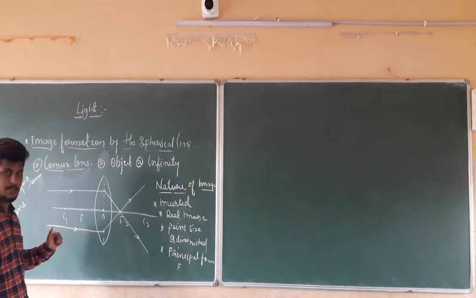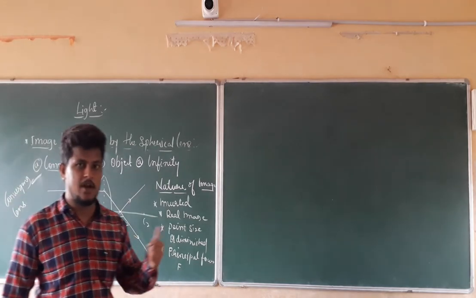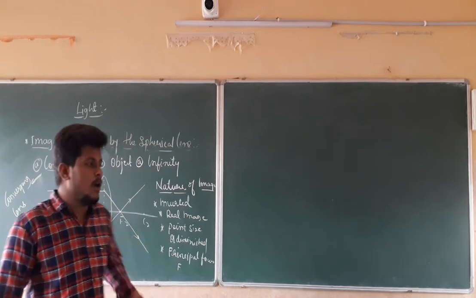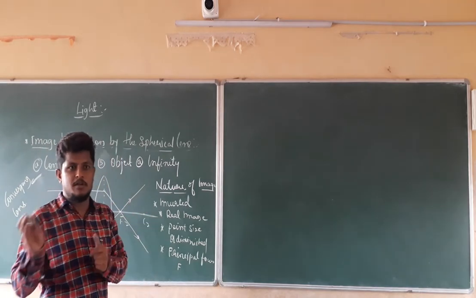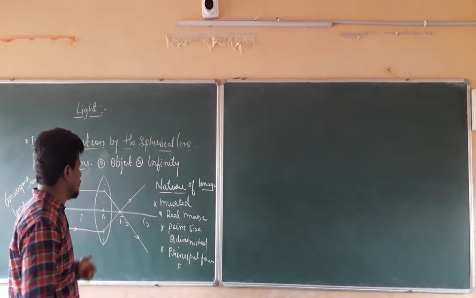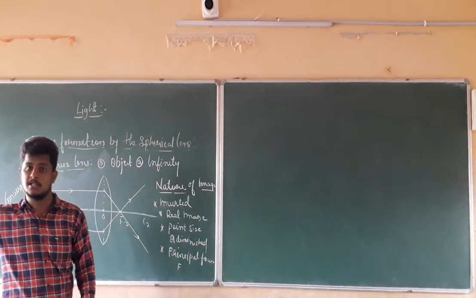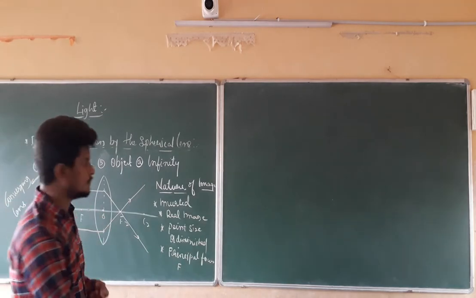So remember those things. In some types of examination, they are going to ask you to find the position of the image, and they are going to give the converging lens as well as the converging mirror. So remember, the converging lens is the convex lens, and the converging mirror is the concave mirror.